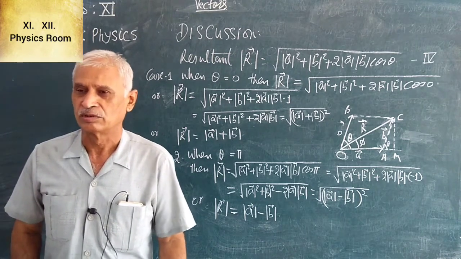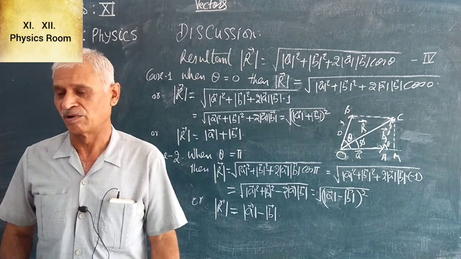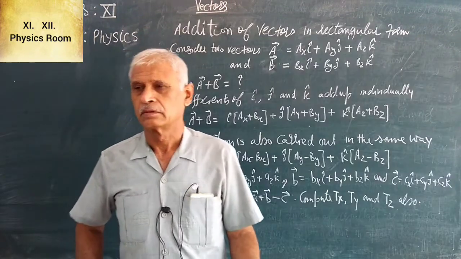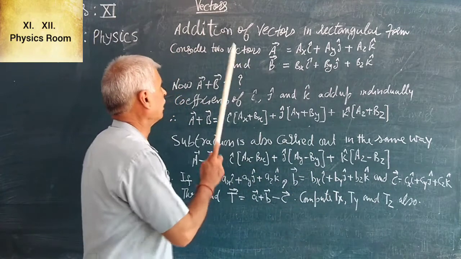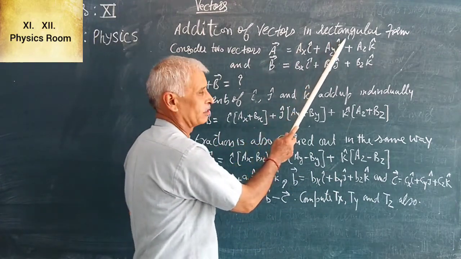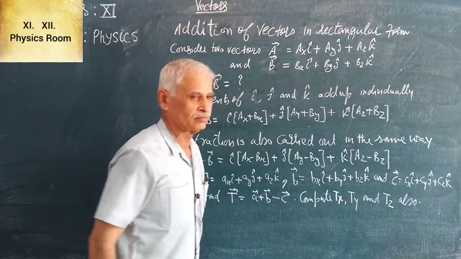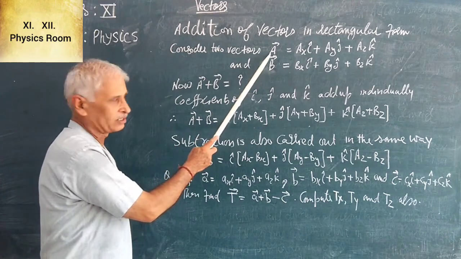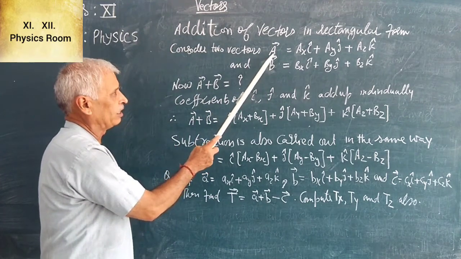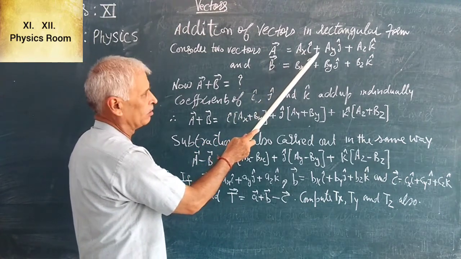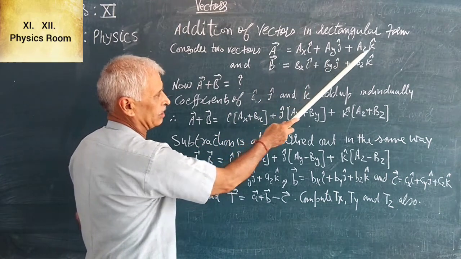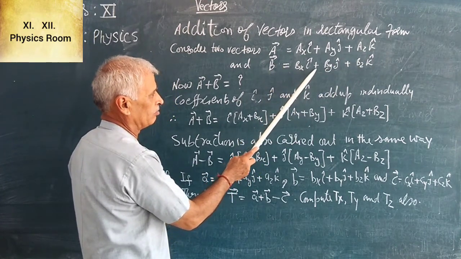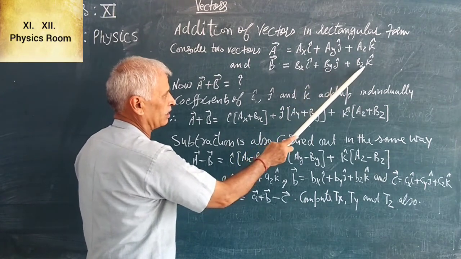So let us go to the assignment 4. Next question of assignment 4. That is question number 4. Now we look at addition of vectors when vectors are given in rectangular form. Consider two vectors, vector A and vector B. Vector A is equal to AX I cap plus ay j cap plus az k cap, and vector B is equal to bx I cap plus by j cap plus bz k cap.